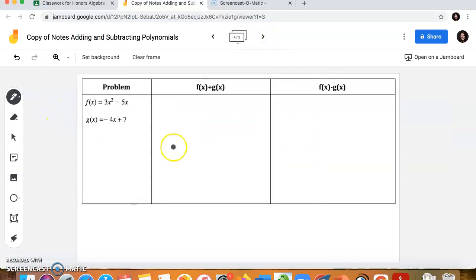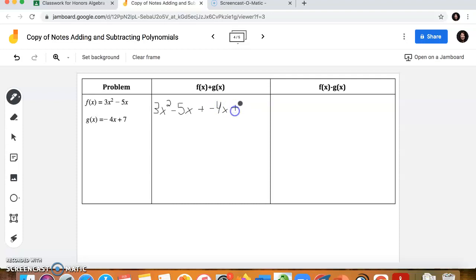All right, so here we've got 3x squared minus 5x and negative 4x plus 7. We again have two binomials, and we're going to add them together and then subtract them. So I'm going to try to write it out this time. So we're going to have 3x squared minus 5x, and then we're going to be adding that to a negative 4x and a positive 7.